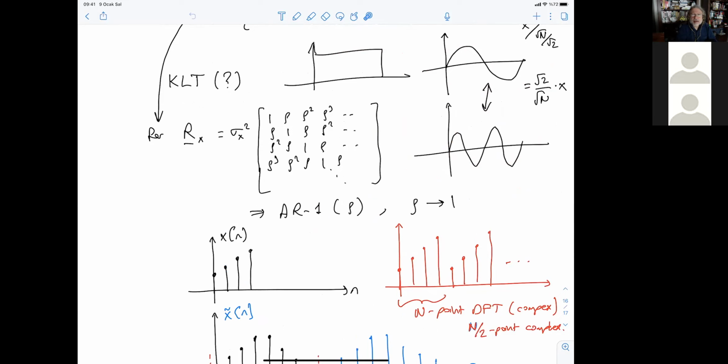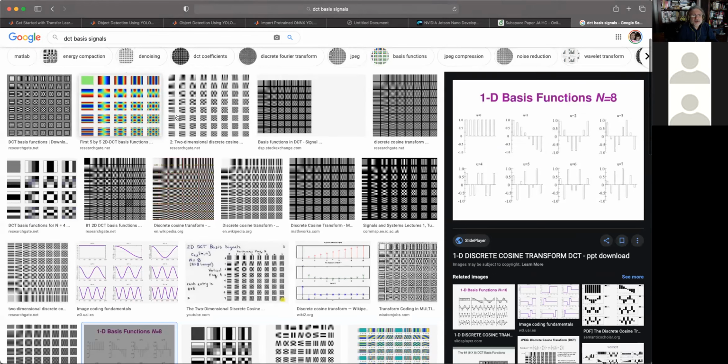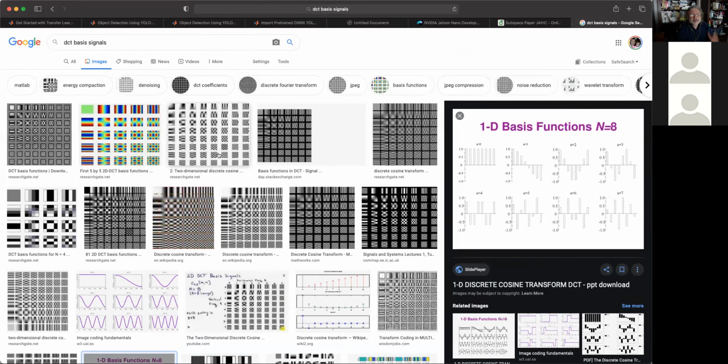So I'm switching the sharing to a web page, which is a Google search result with these terms, DCT basis signals. And it usually gives you, as you see on the left-hand side, the basis images. Mostly the basis images are given to you. But the basis signals corresponding to those in discrete time, at least, can be considered like the ones that you can see at the right-hand side. These are the one-dimensional basis functions or the basis signals.